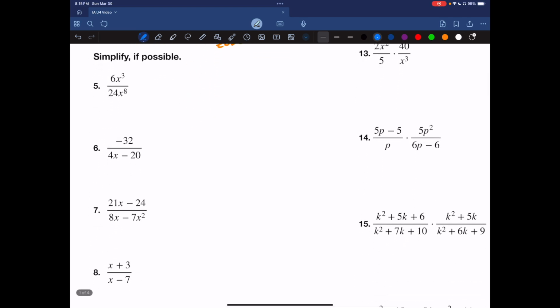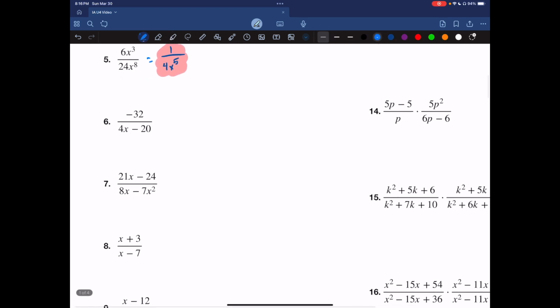All right, shifting gears. Starting with number 5, we are actually trying to simplify these things. So now I have to pay attention to the numerator, where I hadn't paid attention to the numerator up to this point. Okay, so on number 5, I'm going to look at the numbers and the x's. Okay, and 6 over 24 is going to be 1 over 4. And then x cubed over x to the 8th. Remember, when you multiply like bases, you add your exponents. And when you divide like bases, you subtract your exponents. This is going to be x to the 5th on the bottom. Okay, so 1 over 4x to the 5th is going to be my answer.